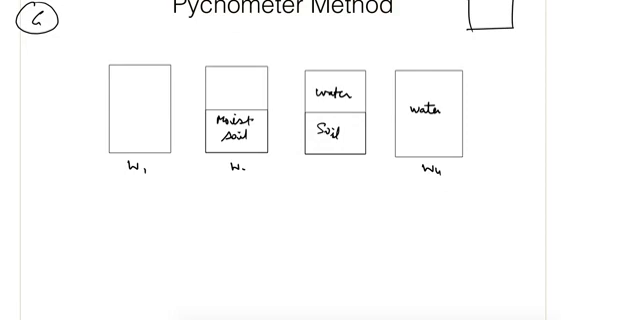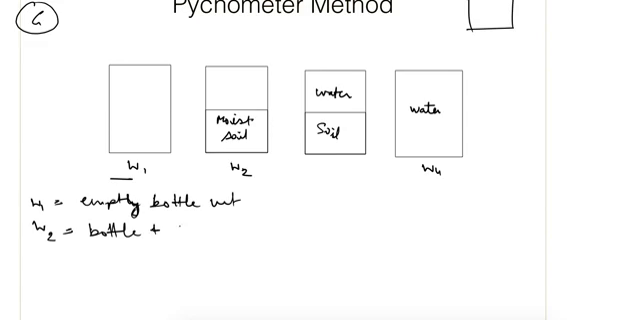What are those readings? First, we take W1 as the empty pycnometer bottle reading. So W1 is the empty bottle weight. Then for W2, we put some moist soil sample in this pycnometer bottle and weigh it again. So it is the bottle plus moist sample.